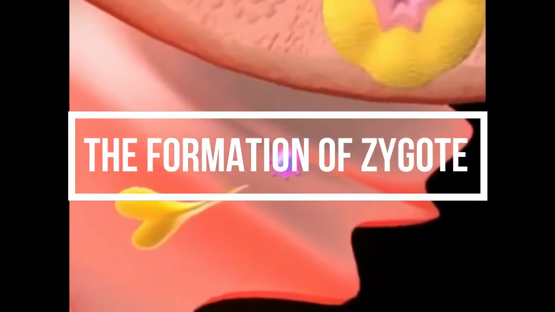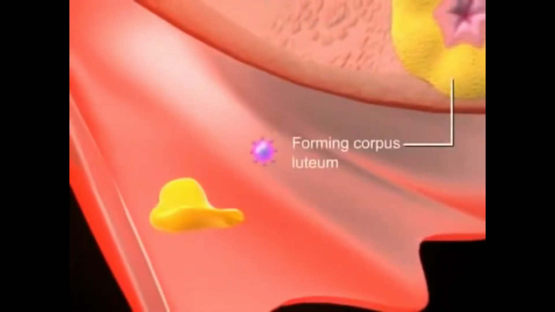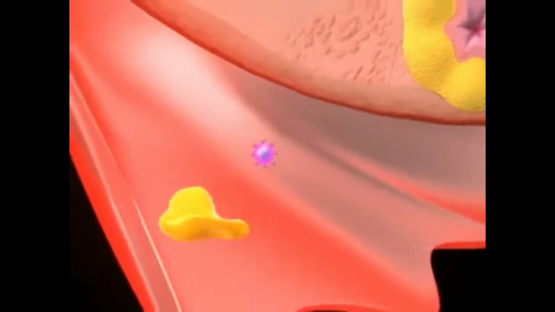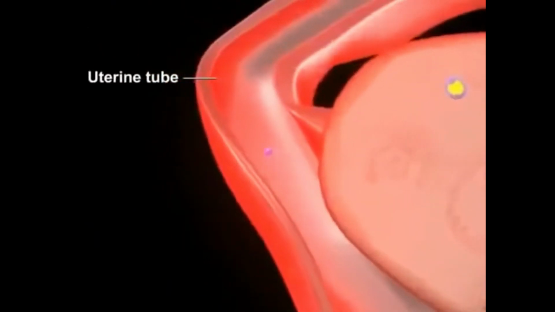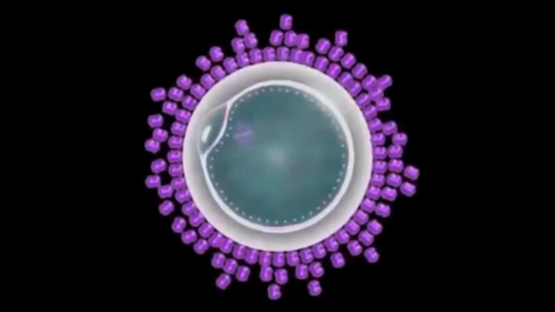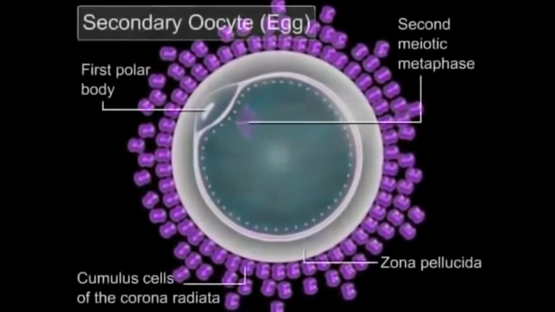In the process of ovulation, the ovary releases a secondary oocyte. The secondary oocyte then enters the oviduct. The egg cell is surrounded by granulosa cells called the corona radiata. Between the egg membrane and the corona radiata, there's a jelly layer called the zona pellucida, which is a glycoprotein coat.